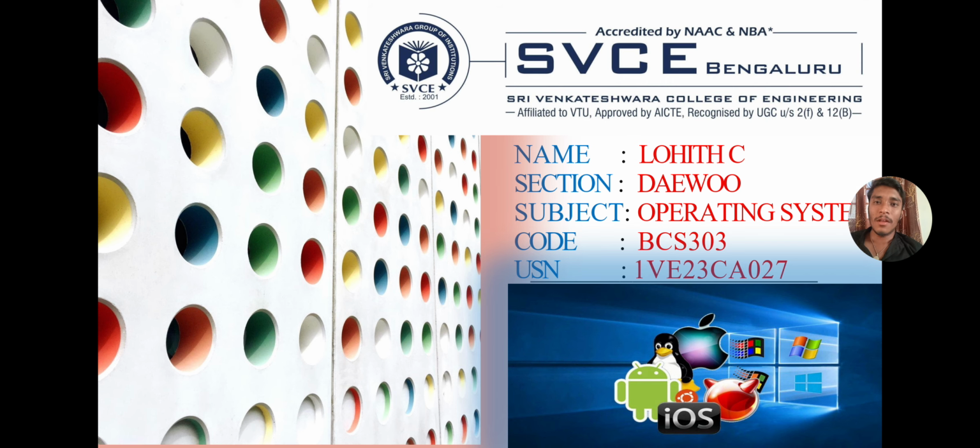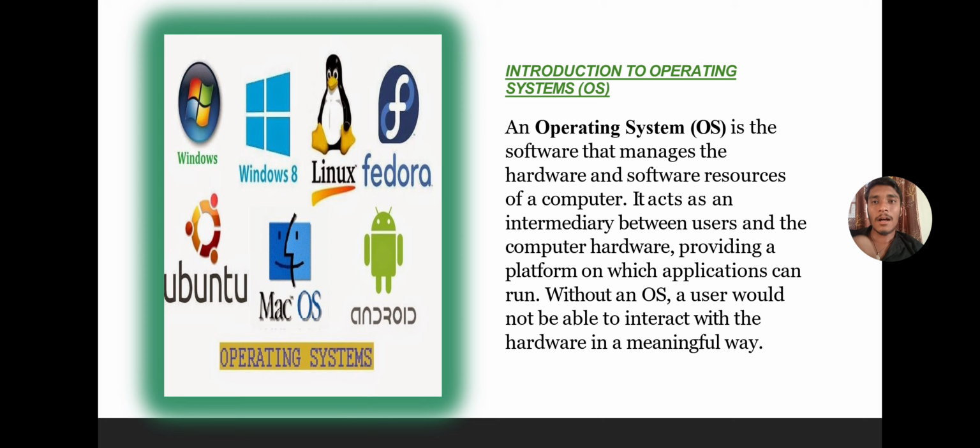and then we are going to learn the key functions of the operating system in the computer, and then we are looking at the types of operating system with examples where they are applicable in our real life. So looking at the introduction, an operating system is the software that manages the hardware and software resources of the computer.